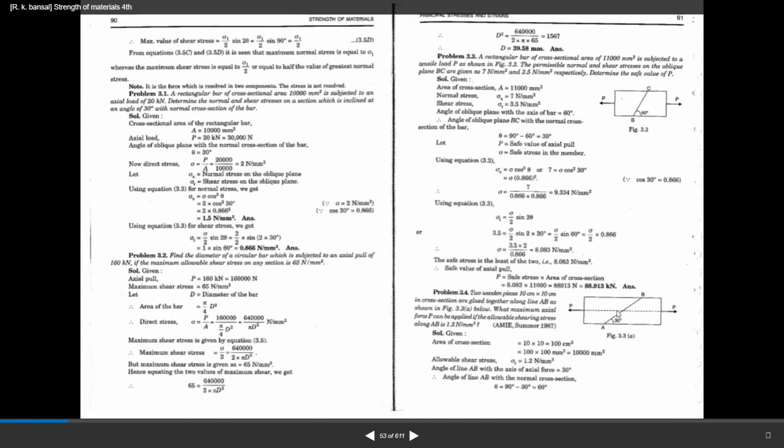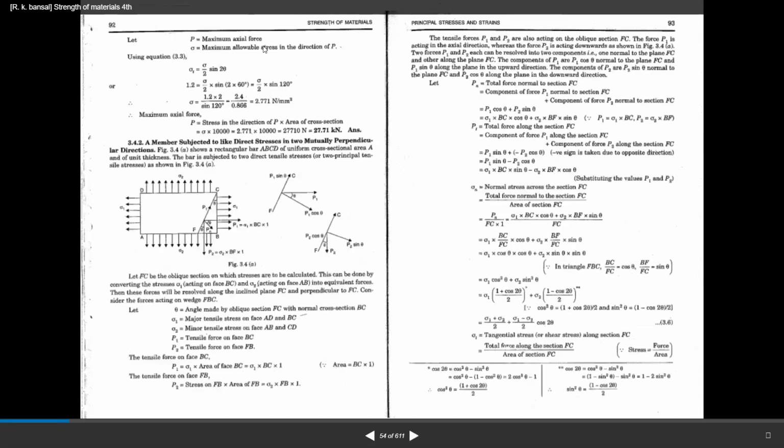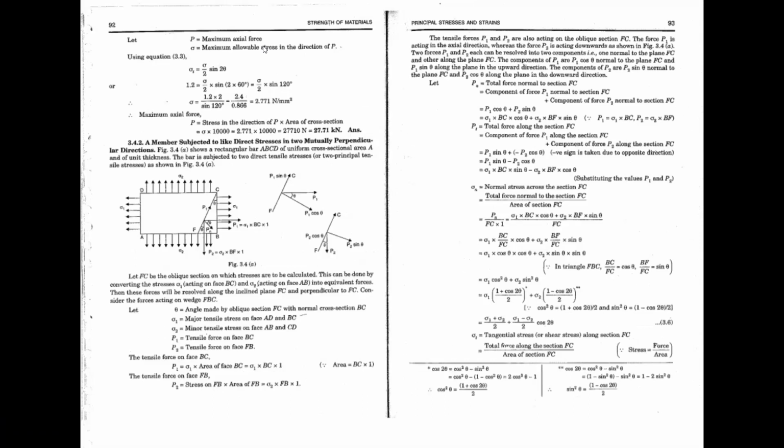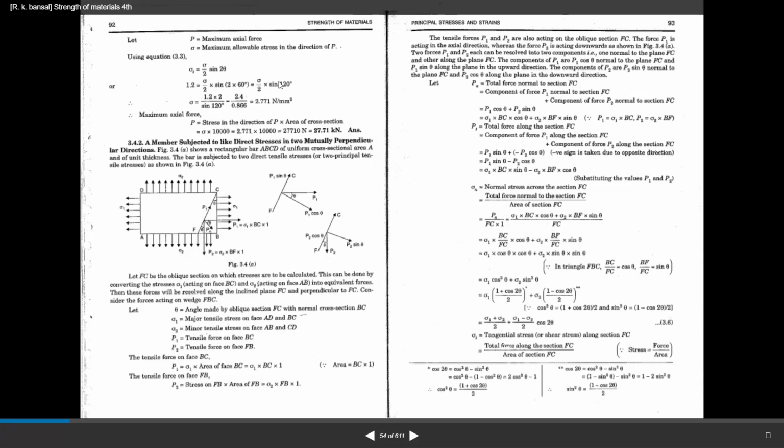Theta equal to 90 minus 30, that is theta equal to 60 degrees. Let P equal to the maximum axial force, and sigma equal to the maximum allowable stress in the direction of P. Using equation 3.3, sigma T equal to sigma by 2 into sine 2 theta. Sigma T means tangential stress or shear stress. Substituting sigma T as 1.2 and theta as 60 degrees, we get the sigma value as 2.771 Newton per mm square.